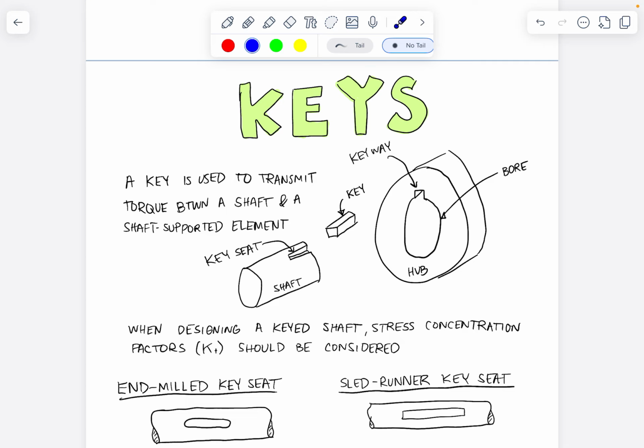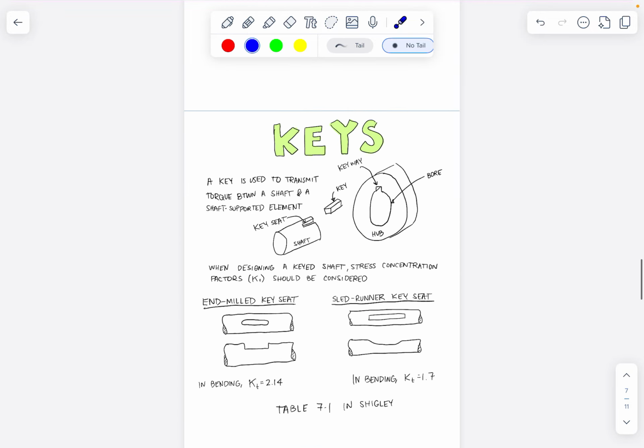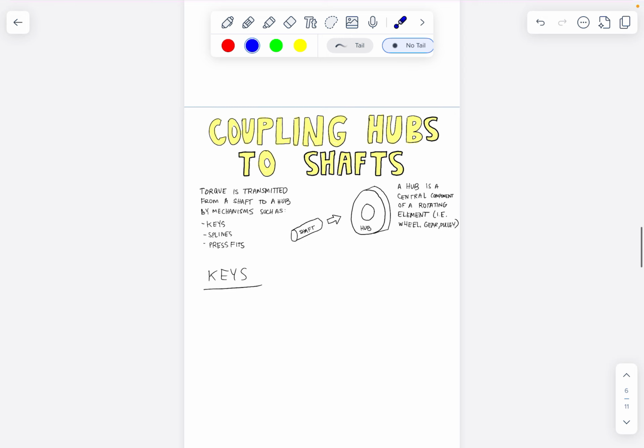Okay, so that is the end of this video for coupling hubs to shafts. We talked about keys and splines. We didn't get to press fits. I may put out another video on that, but we won't talk about it in class since you cover that in a different course at the university where I teach.